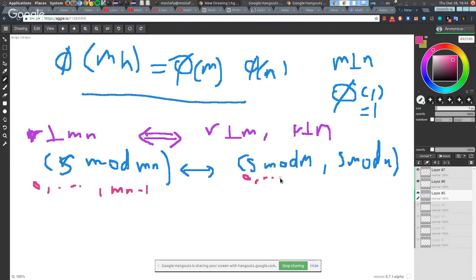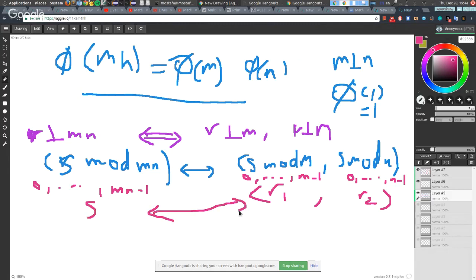Here the values go from 0 until m minus 1, and here from 0 until n minus 1. So this is R1 and this is R2. All these possible pairs will correspond to one number from here. So there's a one-to-one correspondence here.